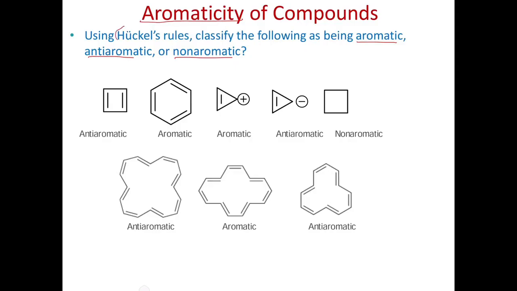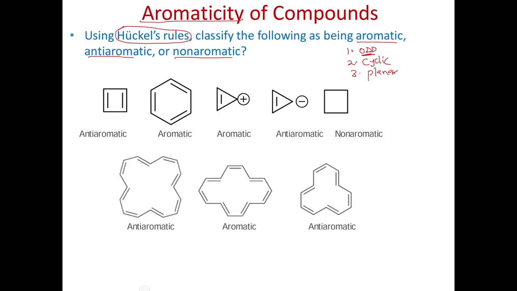The first set of rules that we can employ is called Hückel's rules. According to Hückel's rules, a compound must meet the following three conditions. Number one, it must have an odd number of electron pairs, that is the pi electrons. The total number must be odd for the compound to be aromatic. Number two, it must be cyclic. Number three, it must be planar to allow for delocalization of electrons. Okay?